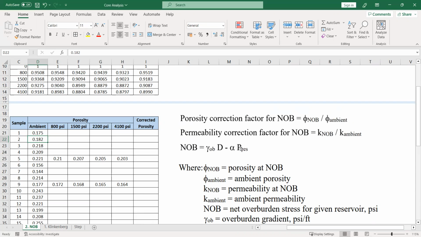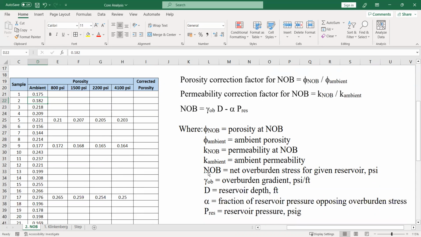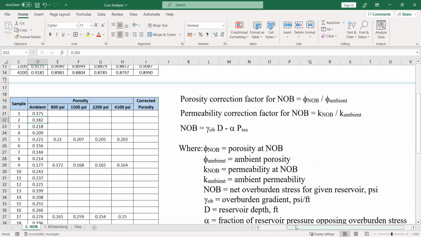Then what is the net overburden? Net overburden is this. We have sigma, which is the overburden gradient, multiplied by the reservoir depth, subtracted by alpha multiplied by the reservoir pressure itself. Alpha is the fraction of reservoir pressure opposing overburden stress. That's the formula that we will use.